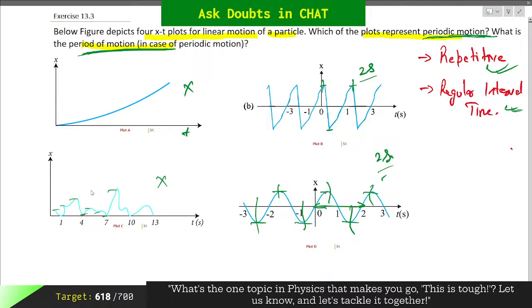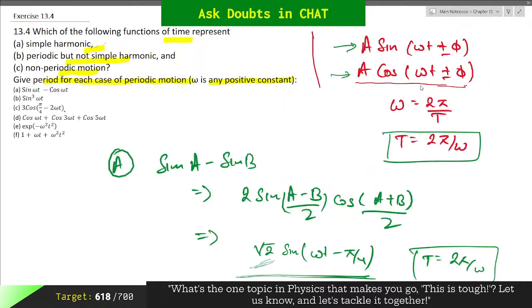In the third plot, it is very irregular motion and it is not repeating at regular intervals of time, so we can't say that it is a periodic motion. The fourth option as well represents a sinusoidal type of graph which is repetitive, and it is repeating at regular intervals of time of 2 seconds, so we can say that it is a periodic motion. So let's proceed to the next question.